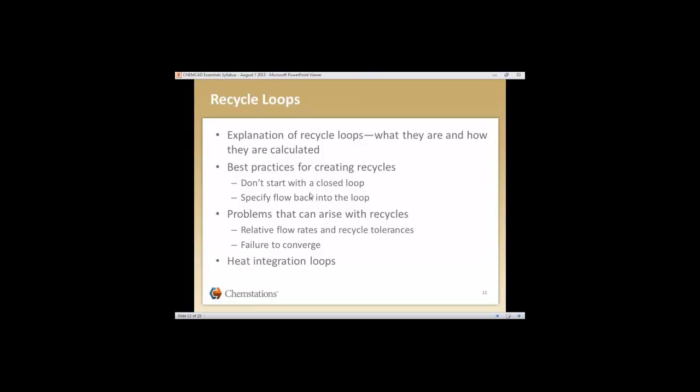Specify what comes back into the recycle loop. Typically, we'll do that with the divider. If you've got an open loop, this might help you see other problems, like it might show you don't have enough material coming back into the loop. So maybe you'll have to have a mixer and another feed stream. Maybe you'll need to do a makeup feed.